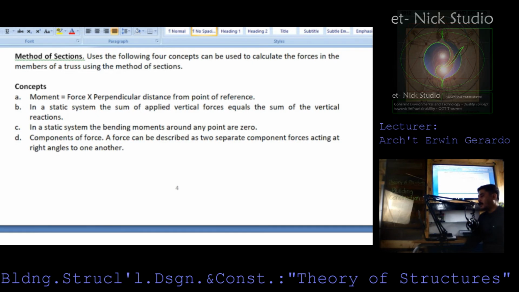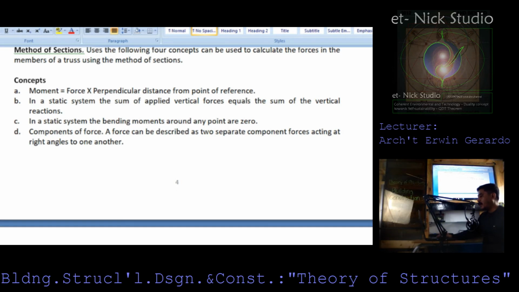Letter A, moment: force times perpendicular distance from the point of reference. Letter B, in a static system, the sum of applied vertical forces equals the sum of the vertical reactions. Letter C, in a static system, the bending moments around any point are zero. D, components of force: a force can be described as two separate component forces acting at right angles to one another.